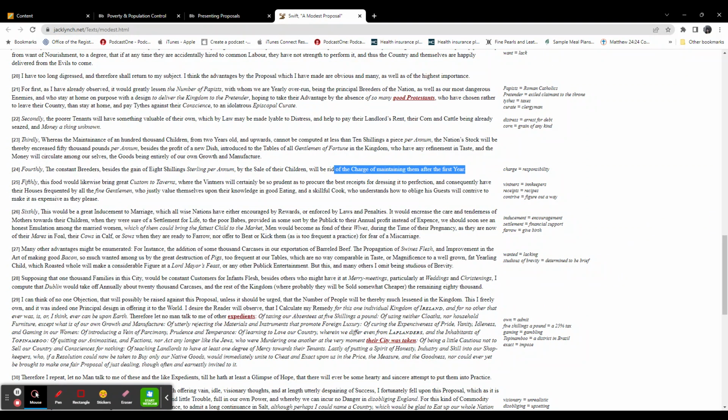Fifthly, this food would likewise bring great custom to taverns, where the vintners will certainly be so prudent as to procure the best receipts for dressing it to perfection, and consequently have their houses frequented by fine gentlemen who justly value themselves upon their knowledge in good eating. A skillful cook who understands how to oblige his guests will contrive to make it as expensive as they please.